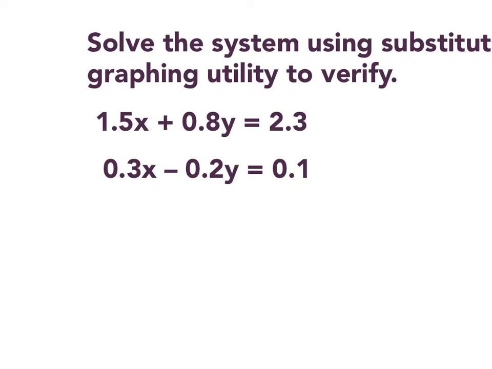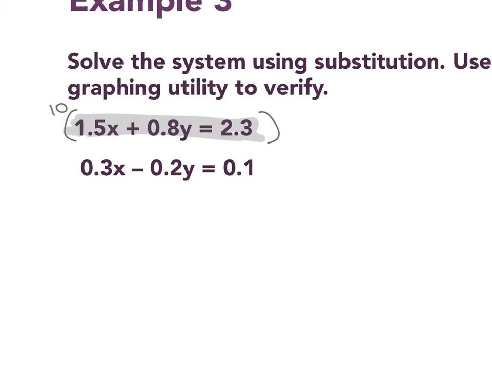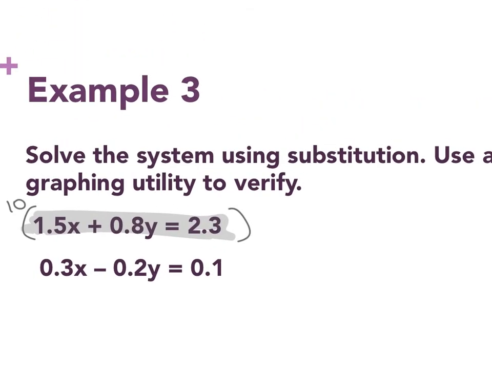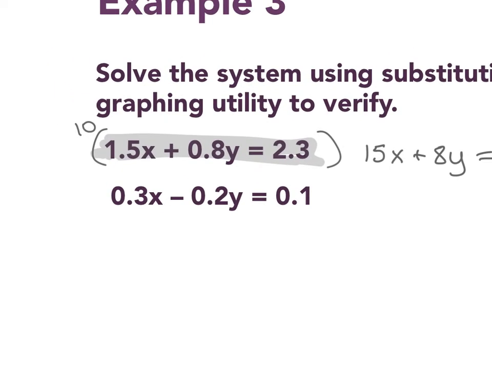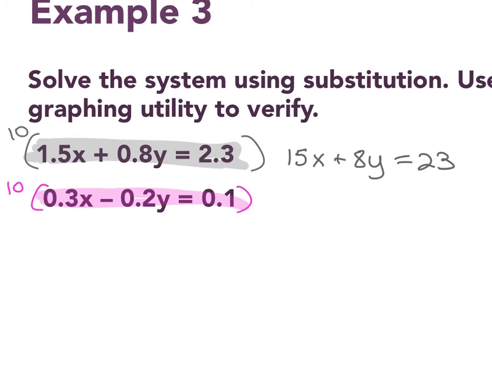So with decimals, how could I eliminate the decimal from this first one? Multiply everything by 10. However many digits it takes to get rid of the decimal, that's how many zeros you need. So this becomes 15x plus 8y equals 23. Don't forget to cross over the equal sign. I would say that's the biggest mistake people make. Then the second one, again, only one decimal point is the most. So again, I'd multiply by 10. And I'd get 3x minus 2y equals 1.